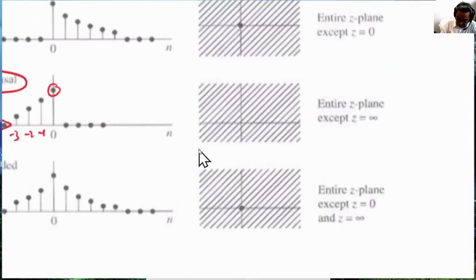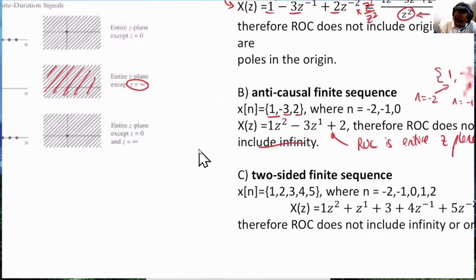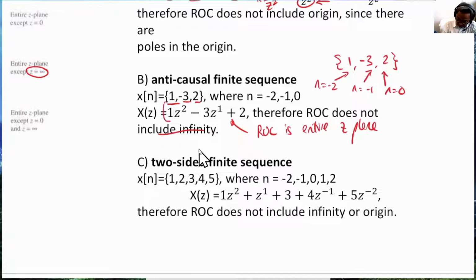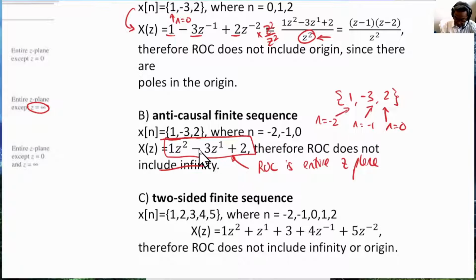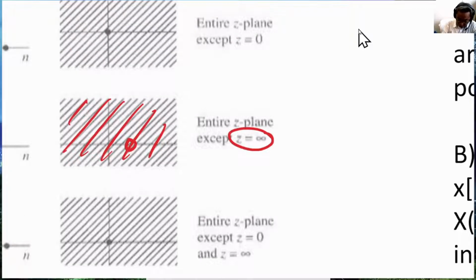Right, so when we draw this, we have the entire z-plane except z equals infinity. Now, of course, again, you can factor this to get the zero locations, and in fact, this equation and the earlier equation are identical, so the zeros are at 1 and 2 as well. So z equals 1 and z equals 2 are the zero locations, but there's no pole at the origin.